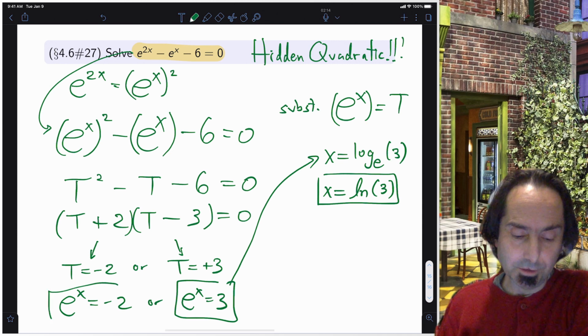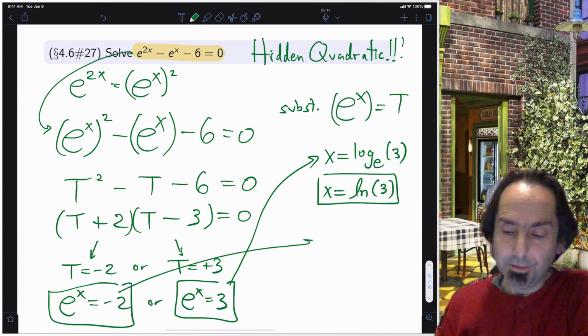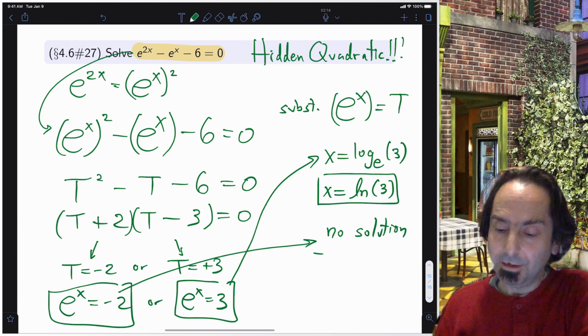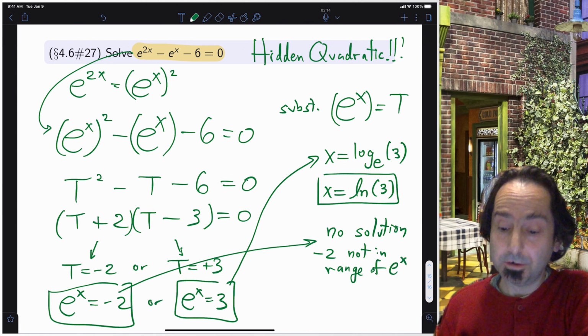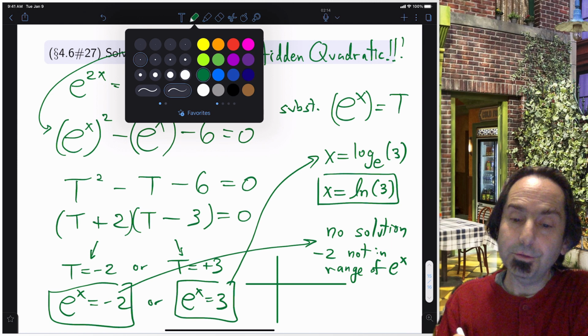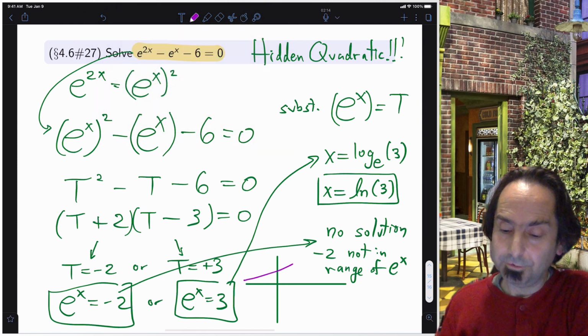But what about this other one? This other one, there's actually no solution. And that's because negative 2 is not in the range of e to the x. Quick picture. Here's a picture of e to the x. Let's draw this in purple. e to the x looks like this. And negative 2 is down here somewhere.